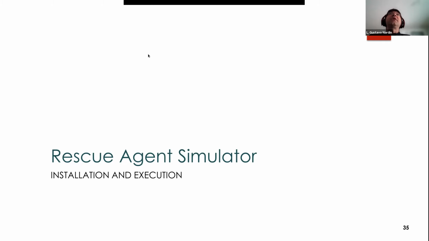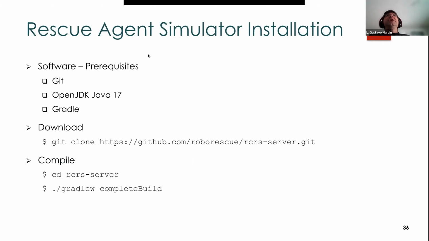So first of all, to install the simulator, you need these three software packages. You need Git, you need Java, and it must be Java 17, okay? And you need Gradle. Once you have this software installed on your computer, you can download the server using this command line. So you can clone the server from our GitHub repository.